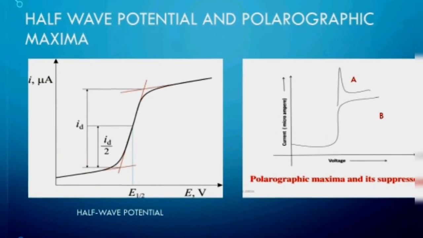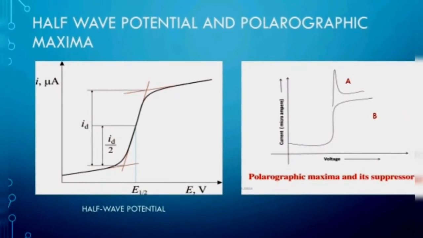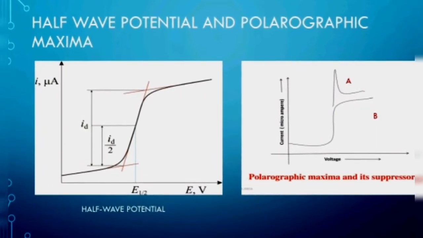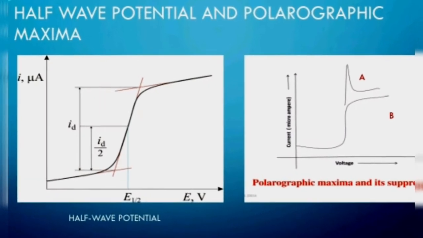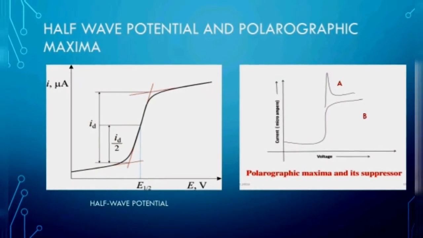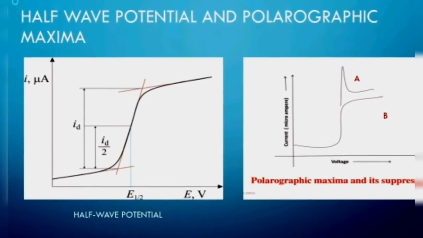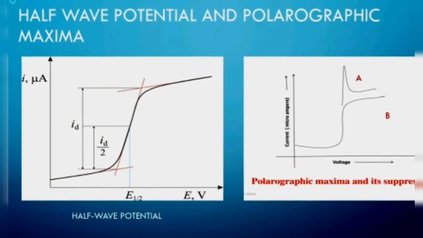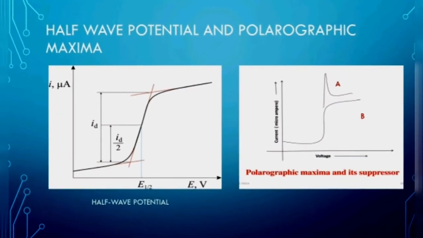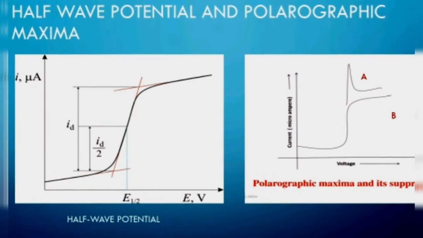The next one is the occurrence of polarographic maxima. The current voltage curves that are obtained with the dropping mercury electrode are distorted by the occurrence of maxima or peaks. These maxima vary in shape from sharp peaks to round humps and are reproducible. The removal or suppression of maxima is very important as they interfere in the measurement of true diffusion current.